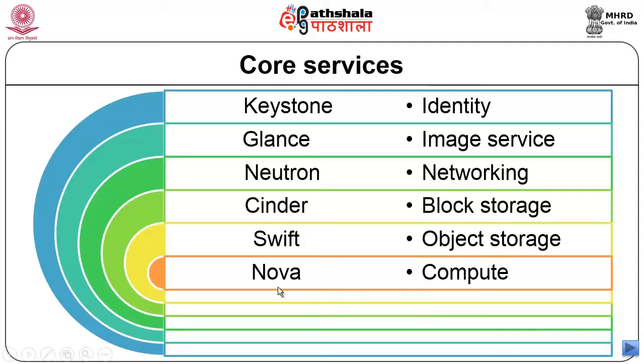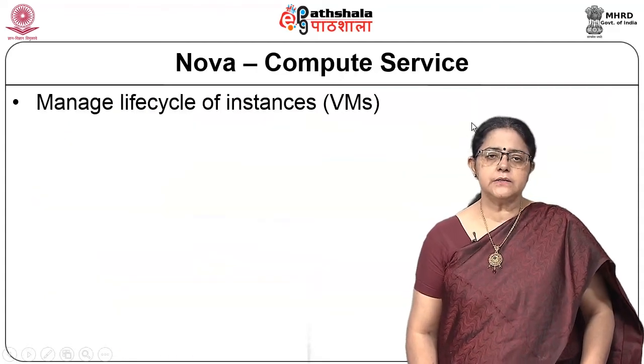The first one is Nova. This is the main central core service. This is the compute node, and then we have Swift, which is the object storage. Then we have Cinder, which is block storage. Then we have Neutron, which is the networking mechanism. Then we have Glance, which is the image service, and finally we have Keystone, which provides the privacy and security.